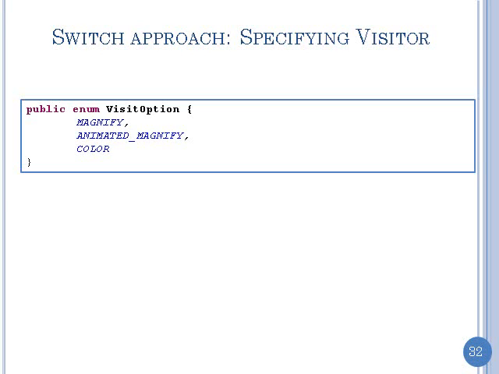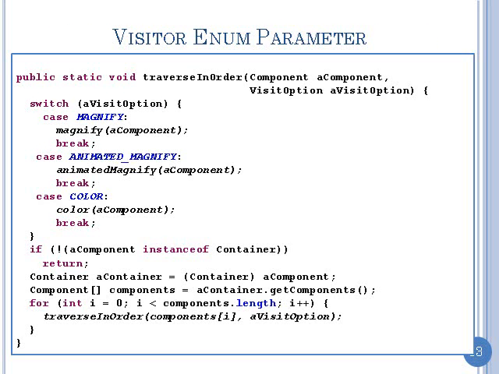So I'm just going to have multiple options in my visit. Okay? And I'm going to have in my traversal order, and this is just slow steps towards what they said, I'm going to say, if it's magnify, I'm going to call magnify. If it's animated magnify, I'm going to call animated magnify, and so forth. And everything else is constant.